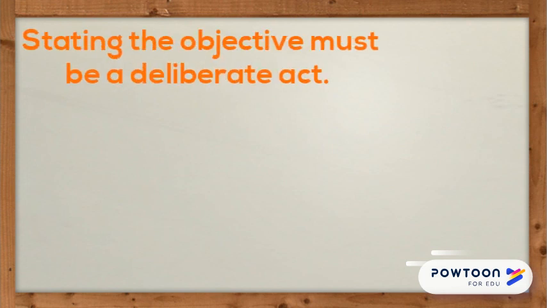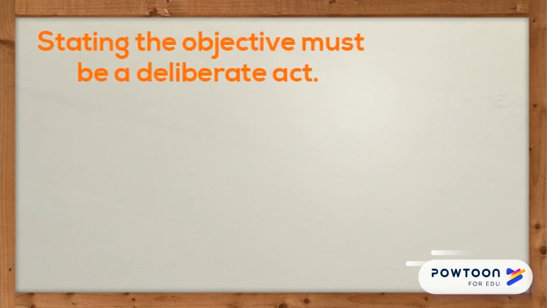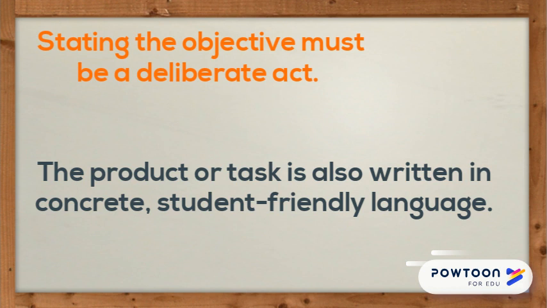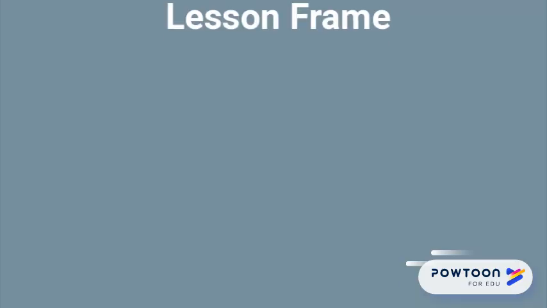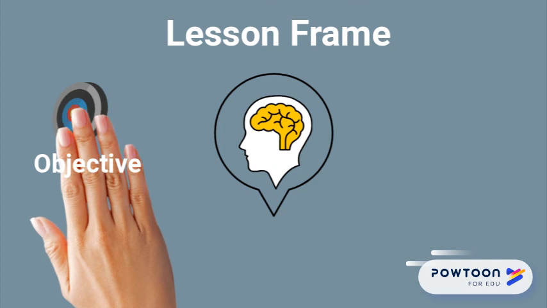Stating the learning objective at the very beginning of the lesson must be a deliberate act. The product or task is also written in concrete student-friendly language, and it provides proof to students and teachers that the objective of the lesson was met. Together, when crafted correctly, they improve the rigor of the lesson.